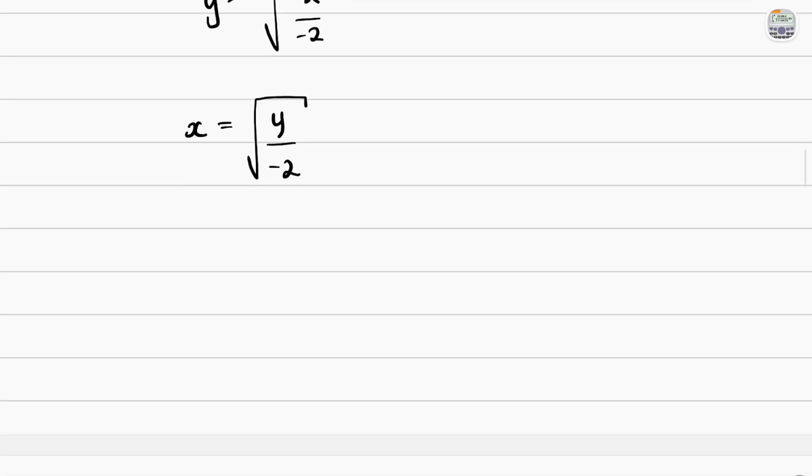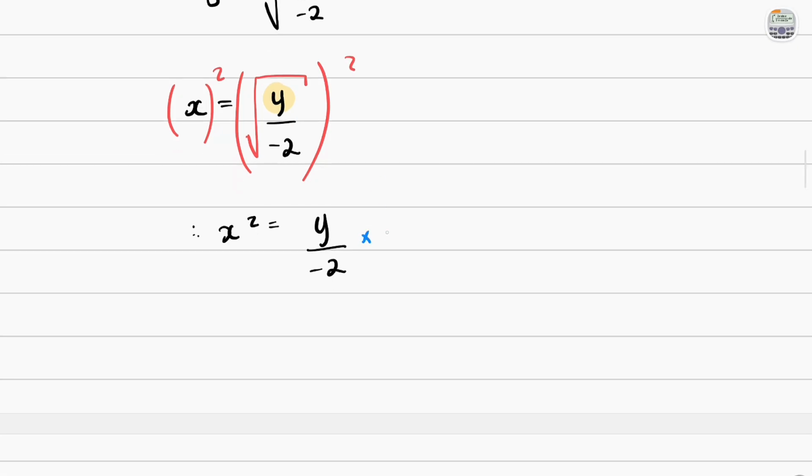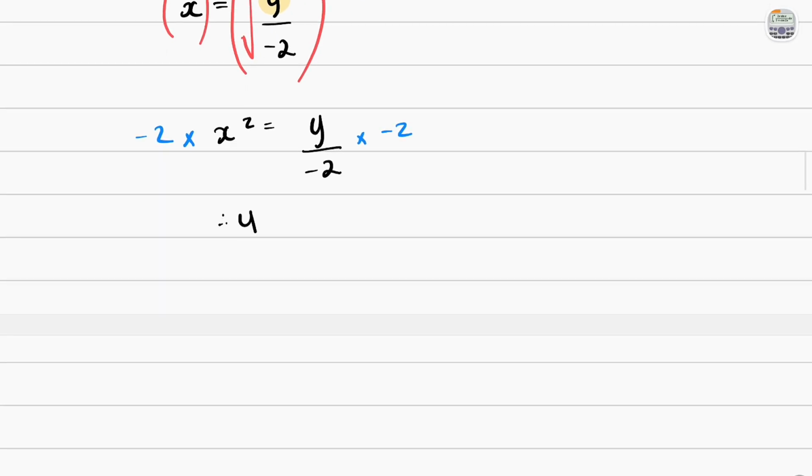Okay, so now you have to make y the subject. To get y on its own, you see that something stopping us right now is the square root. So we need to get rid of it, and we can do so by squaring both sides of the equation. So now we have x squared is equal to y over negative 2. To make y the subject, we can multiply both sides of the equation by negative 2, and therefore y is equal to negative 2x squared.